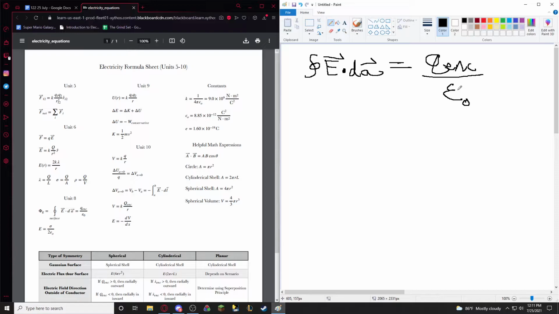It has a name. It starts with an F. The word I'm looking for is flux. Does that ring any bells? Yep. So electric flux. So what is electric flux?